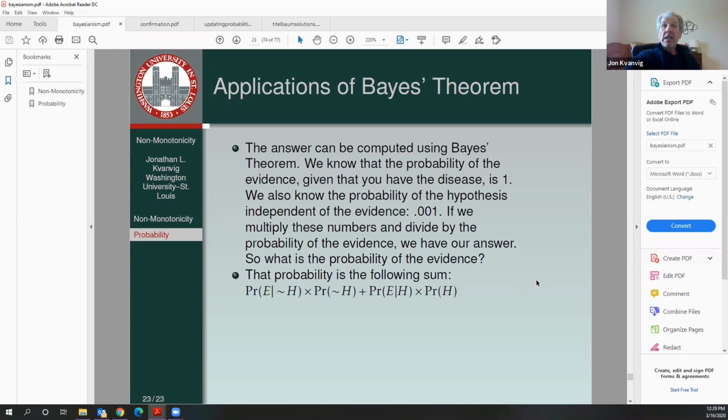The probability of the evidence is the sum of the following. We partition the evidence space into the H part and the not H part. Then we add the two parts together: we multiply the false positive rate by the size of the not H space, and then we multiply the false negative rate times the size of the H region, the H part of the E region. That gives us the expanded denominator for Bayes' theorem.